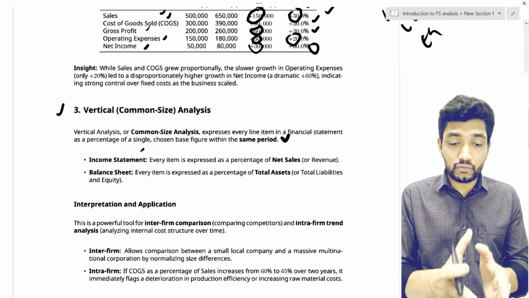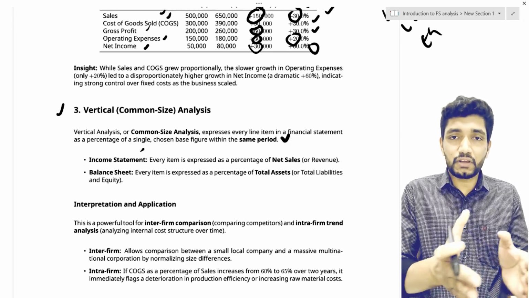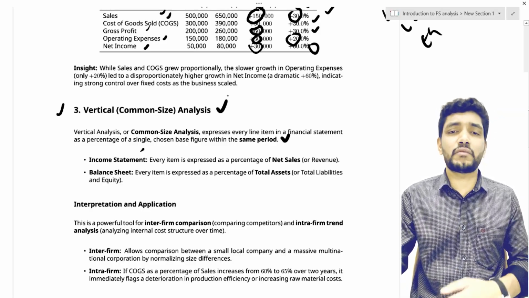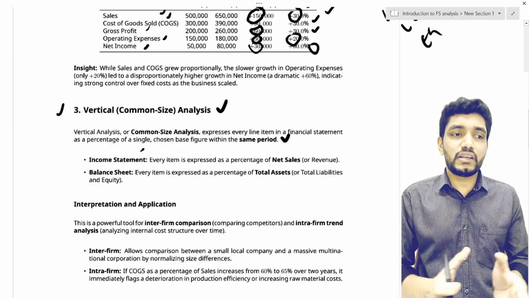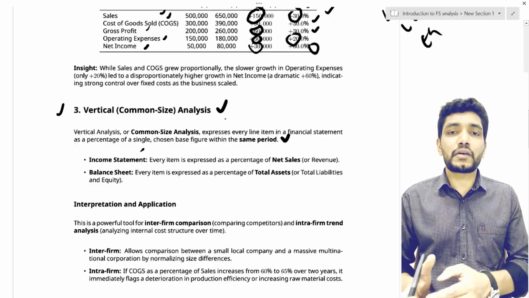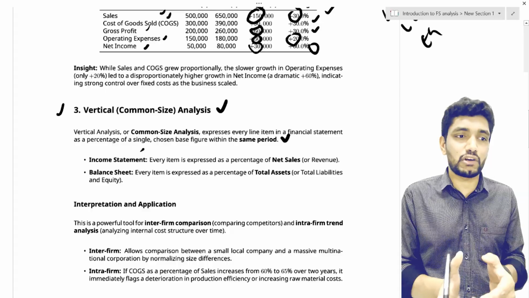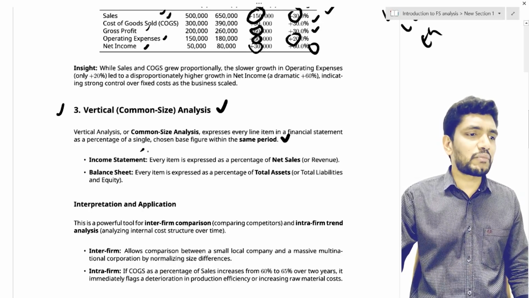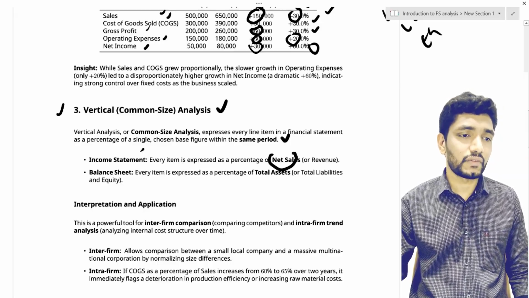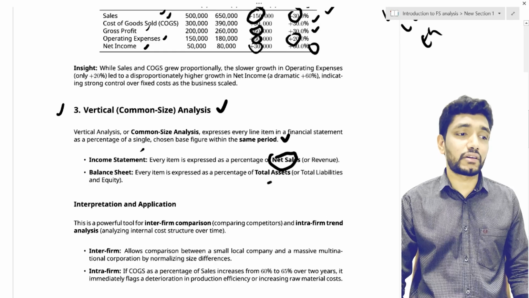So in the comparative analysis, we compare the financial statement with the previous year performance. But when it comes to the common size or vertical financial statement, it expresses an item of the financial statement as 100% and all other items of the income statement or of the balance sheet are expressed as a percentage of this item. So when it comes to the income statement, every item is expressed as a percentage of net sales. Again, when it comes to the balance sheet, every item is expressed as a percentage of total assets.